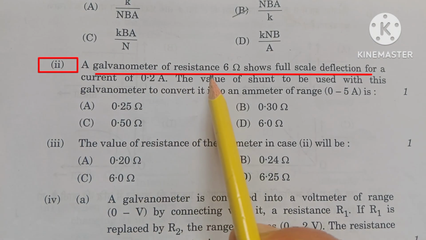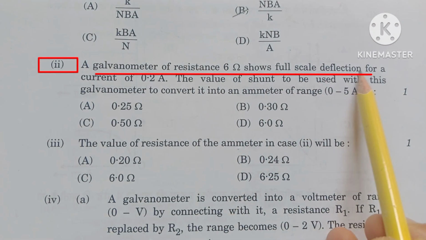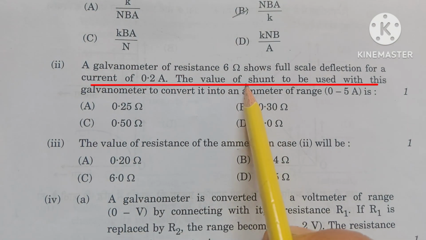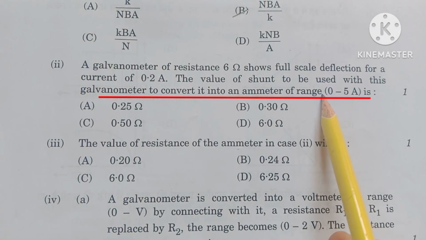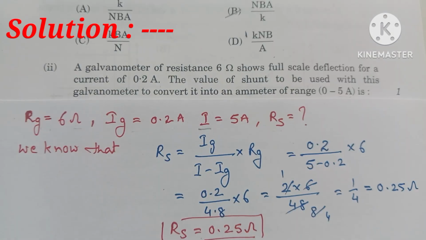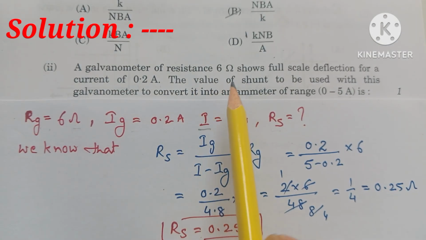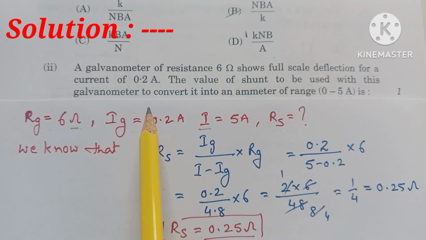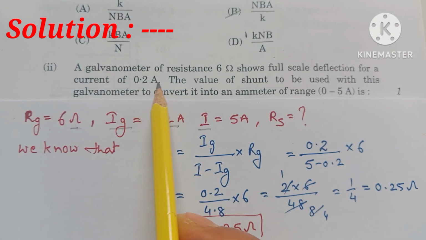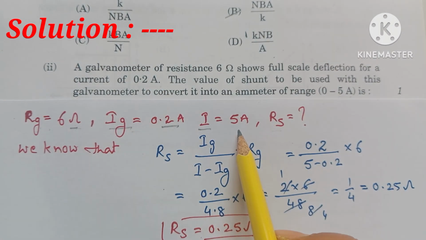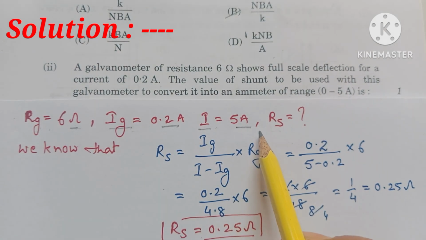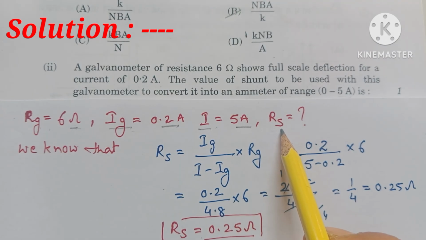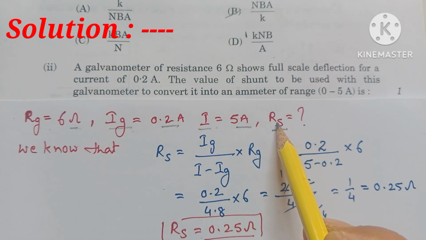Question number 2. A galvanometer of resistance 6 ohm shows full scale deflection for a current of 0.2 ampere. The value of shunt to be used with this galvanometer to convert it into an ammeter of range 0 to 5 ampere is. In this question we are given galvanometer resistance Rg equal to 6 ohm, and current flowing through it Ig equal to 0.2 ampere, and to make an ammeter of range 0 to 5 ampere, that is I equal to 5 ampere, and the shunt resistance, let us suppose it is Rs.